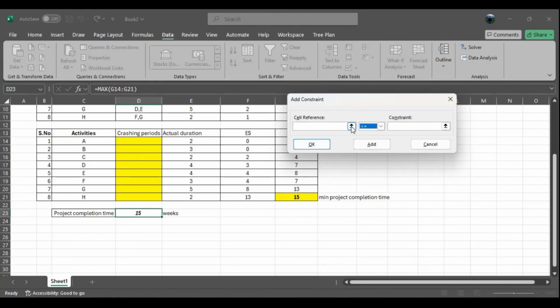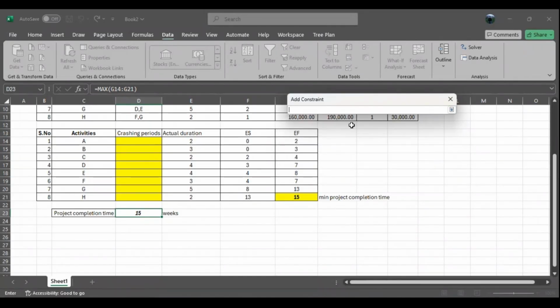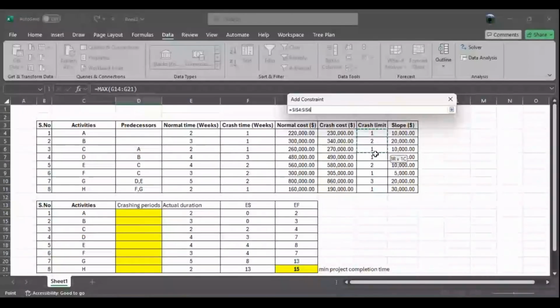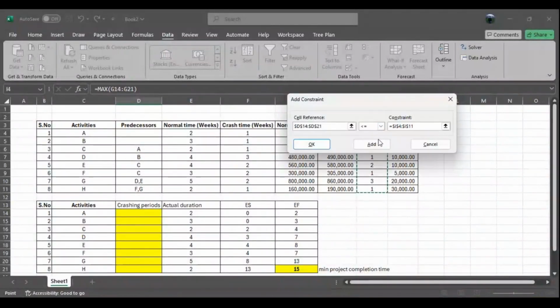So I'll select this cell reference right here, and in this cell reference, I'll select all of these values, and then the constraint inequality is basically less than or equal to. So this means the value right here should be either equal to or less than this side. What value should I select in this particular dialog box? So I'll once again select the up arrow key, and I'll select all the crash limits right here. Okay, once we did that, we'll select OK.